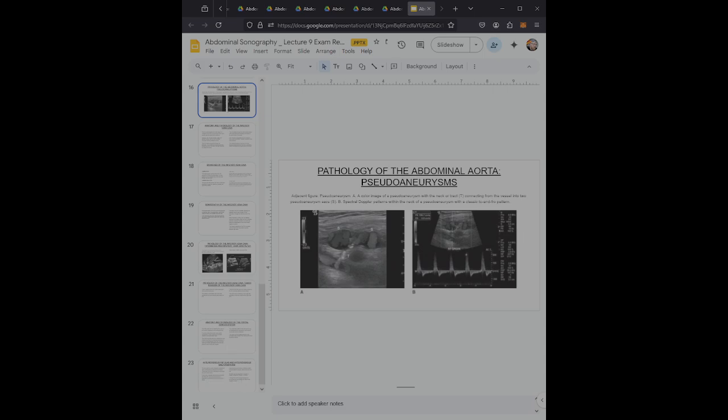Pseudoaneurysms. These are contained ruptures of blood vessels, and it's most likely secondary to the disruption of one or more layers of the vessel's walls. Sonographically, we see a perivascular hematoma containing swirling blood, and that has a neck connecting it to the second vessel. The color Doppler would demonstrate turbulent flow within the mass.